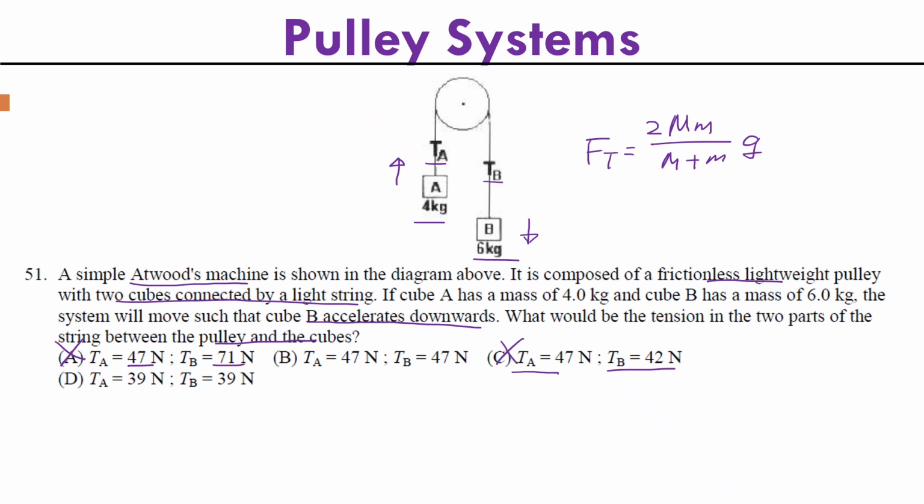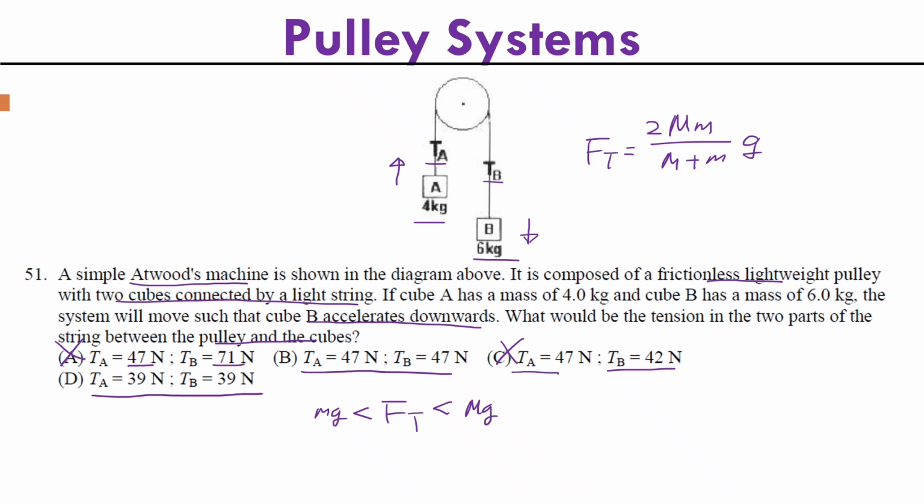And then we only have two choices, right? Option B says both of the tensions should be 47 Newton. Option D says both of the tensions should be 39 Newton. Because we know the tension should be larger than the weight of the small mg and smaller than big Mg.